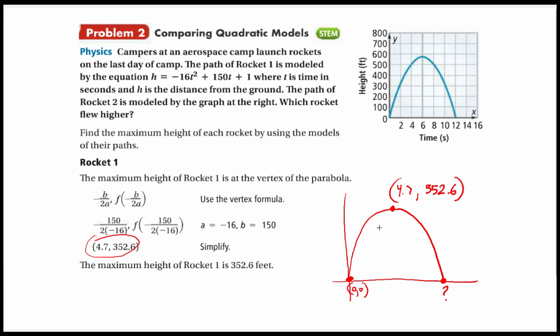Well, again, remember, parabolas are symmetric. So if I drop my axis of symmetry down here through the vertex, how far is it on the graph from our 0, 0 to this axis of symmetry? 4.7. How far is it from the axis of symmetry over to this point where the graph hits the x-axis again? That's 4.7. So rocket 1 was in the air for 9.4 seconds.